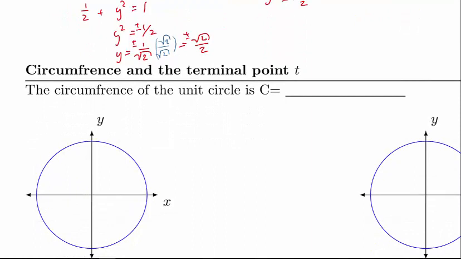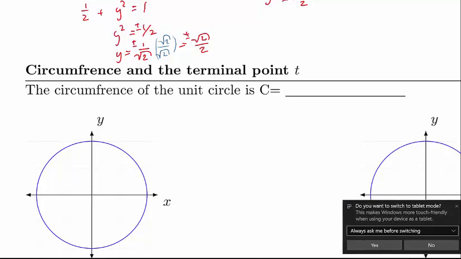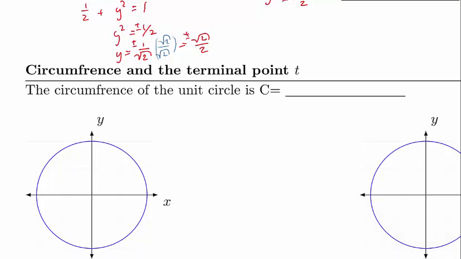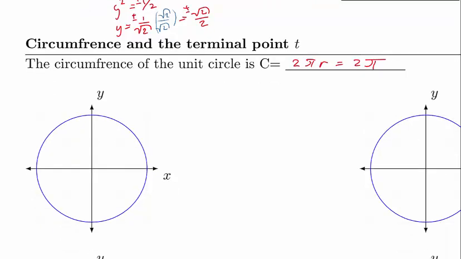We're going to talk about the circumference of a circle and terminal points. The terminal point will simply be an arc length, an arc length being a fraction of the circumference of the circle. So for the unit circle, as we all know, the circumference is 2 pi r. What is the radius? The radius is 1. So the circumference is simply 2 times pi. And so we'll always be starting from this point right here. Notice that's the point (1, 0).